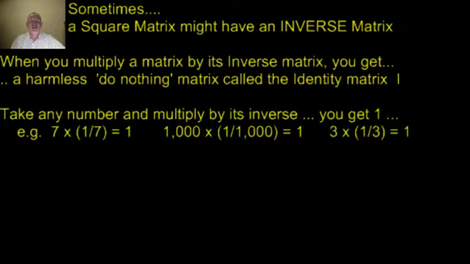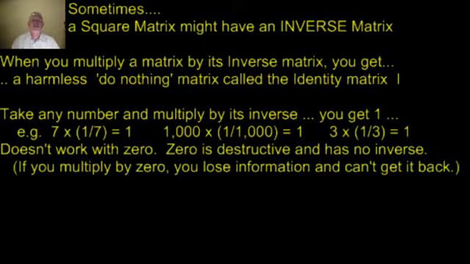So let's have a look at this. If you take any number and multiply it by its inverse, you get 1. 7 times 1/7 is equal to 1. 1,000 times 1/1,000th is equal to 1. 3 times 1/3 is equal to 1. That works for any number. Aha, not any number. There's one number where it doesn't work. It doesn't work with 0. Now 0 is destructive and has no inverse, because if you multiply a number by 0, you lose information and you just can't get it back.